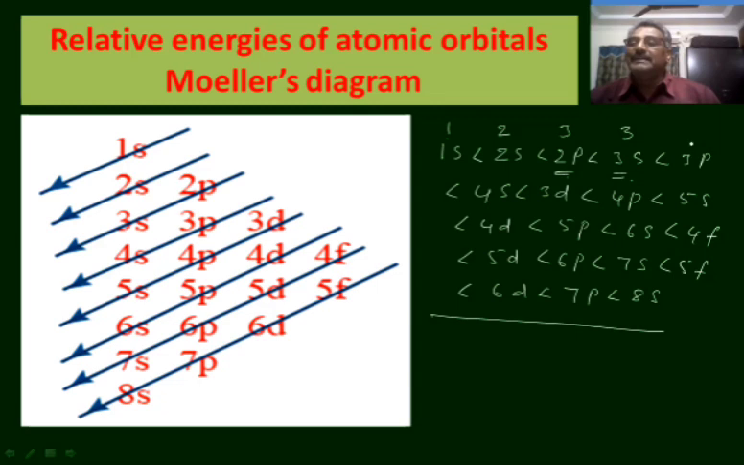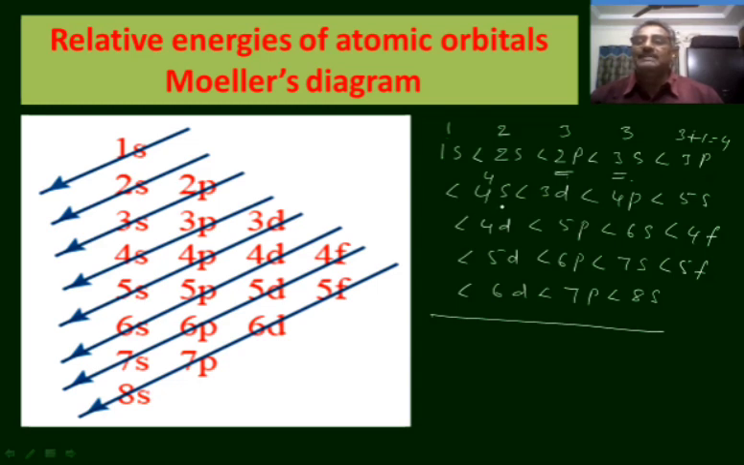For 3p, the n plus l value is 3 plus 1, that is equal to 4. For 4s also, the n plus l value is 4 plus 0, that is equal to 4. In the case of 4s and 3p orbitals, though the n plus l value is 4, the 3p has the lower value of principal quantum number than 4s orbital, so energy of 3p is less than the energy of 4s.